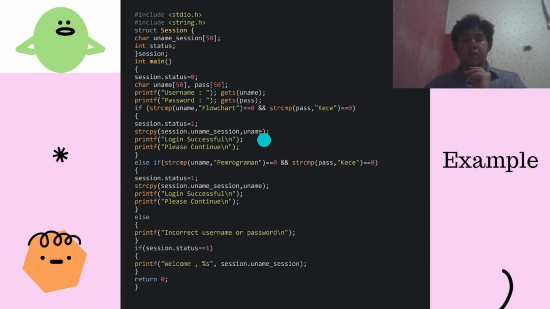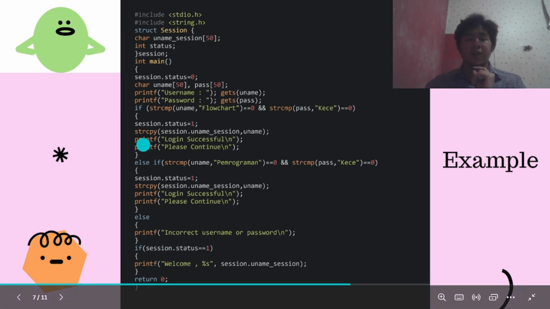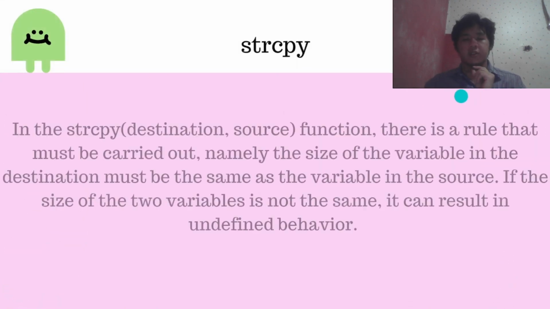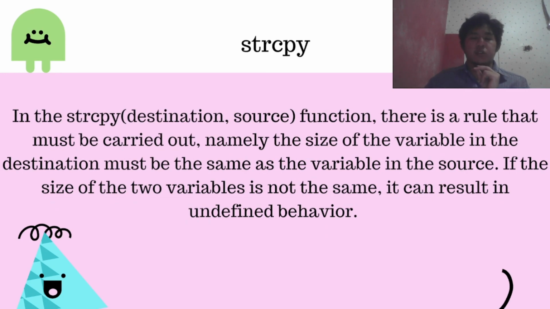If we look at it again, we have an alien kind of syntax, which is string copy or strcpy. Now, what is the function of strcpy? We can go to the next slide first. The string copy has two variables, the destination variable and the source variable. There is a rule that must be followed: the size of the destination variable must be the same as the source variable. If the sizes are not the same, it can result in undefined behavior.